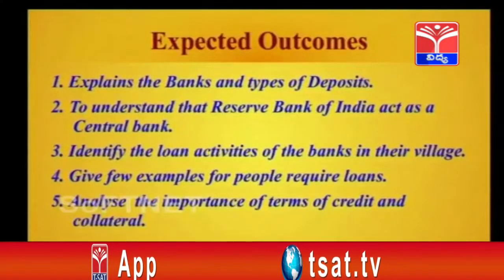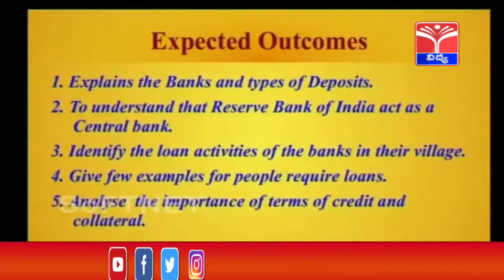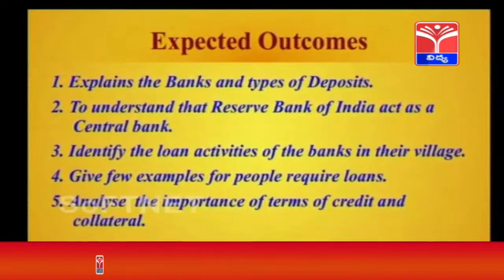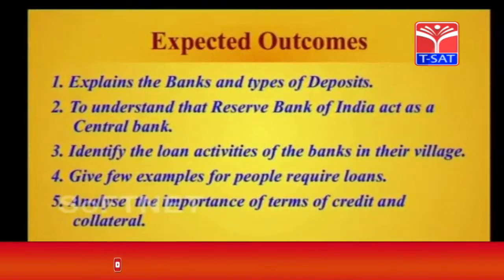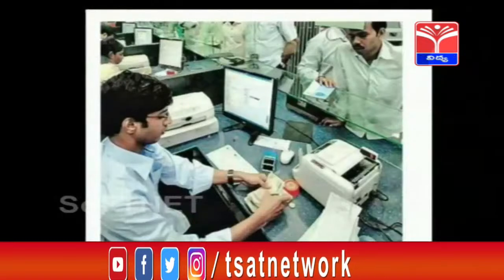Credit in the financial system, this chapter we are going to learn. After this chapter, the expected outcomes are: explain the banks and types of deposits; understand that the Reserve Bank of India acts as a central bank; identify the loan activities of the banks in their villages; give a few examples of why people require loans; and analyze the importance of terms of credit and collateral. Let us watch this video.